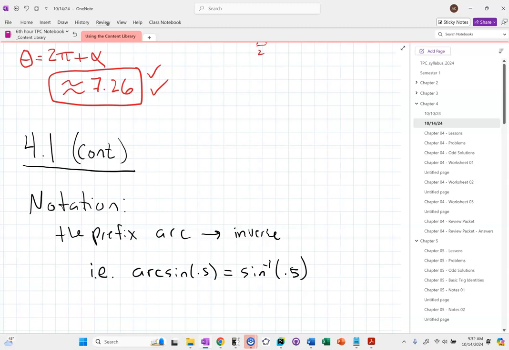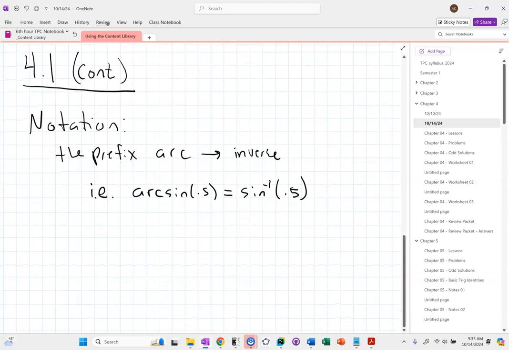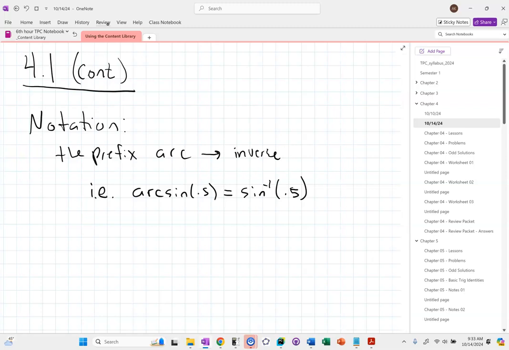They are used interchangeably depending on the origin of the materials written. Some people like inverses, some people like arcs, some people do both. You'll see both. No big deal. Doesn't mean anything different.